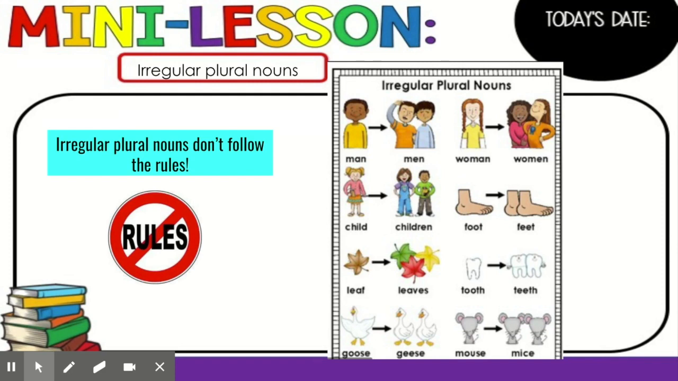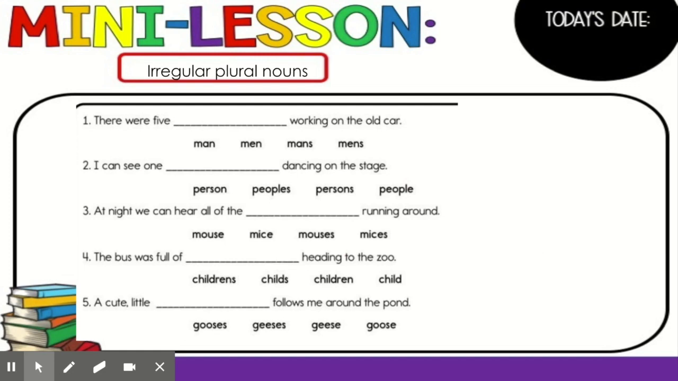In the picture shown, there's a picture of a tooth. If I wanted to change this noun to a plural noun, then we would change tooth into teeth. Again, notice how instead of adding an S or an ES to the end of the word tooth, the entire spelling of this word changed. So these are examples of irregular plural nouns. Now we're going to practice our irregular plural nouns.